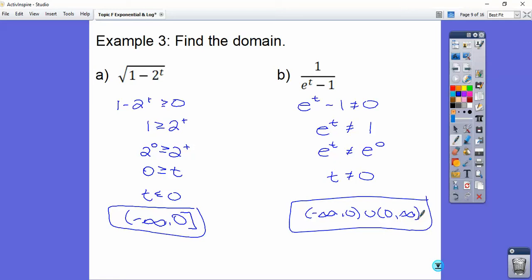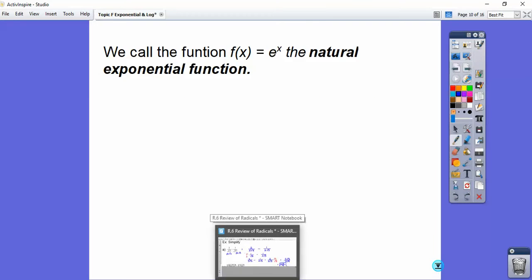So e to the x is the exponential function we see most often in calculus. It's the natural exponential. More commonly, we're going to look at logarithms, and we see that ln, the natural log, is the one we use the most often in this class.